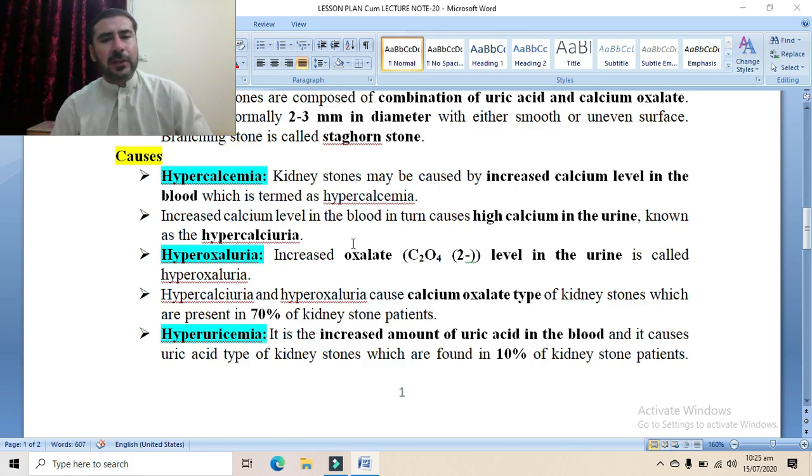Increased calcium level in the blood ultimately causes a high calcium level in the urine, and this high calcium level in the urine basically causes various stones in the urinary tract. Now, what are the causes of a high calcium level in the blood as well as in the urine?